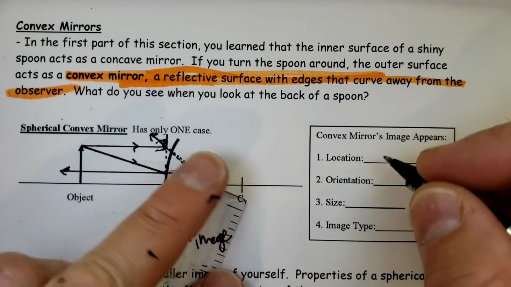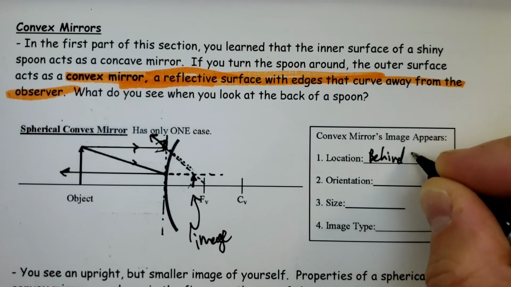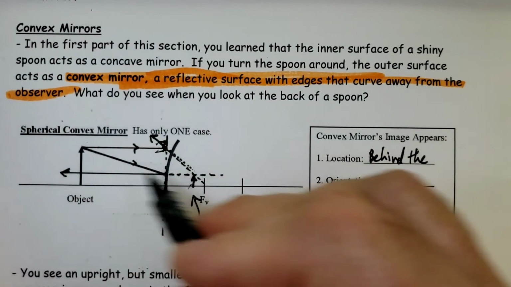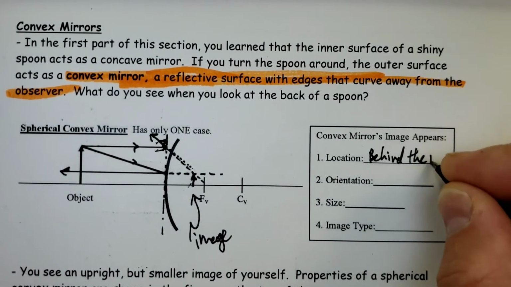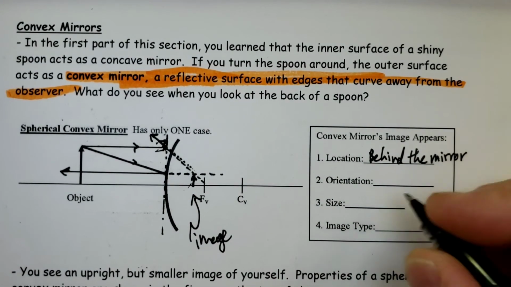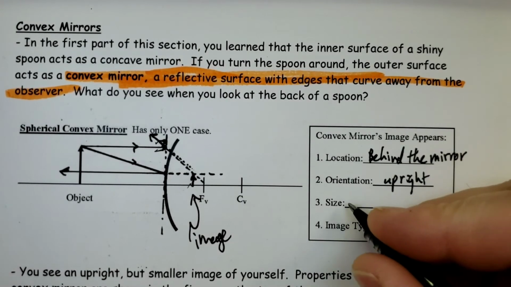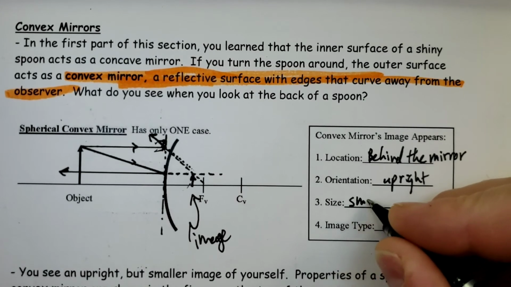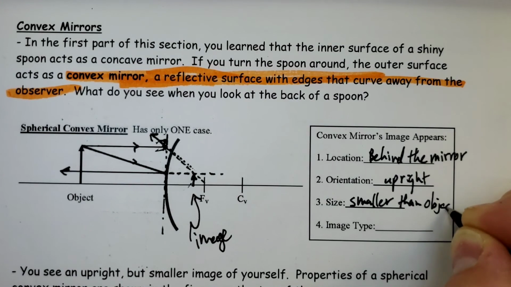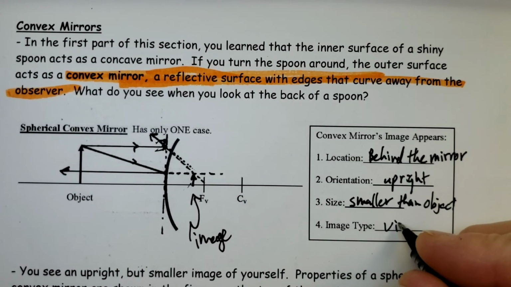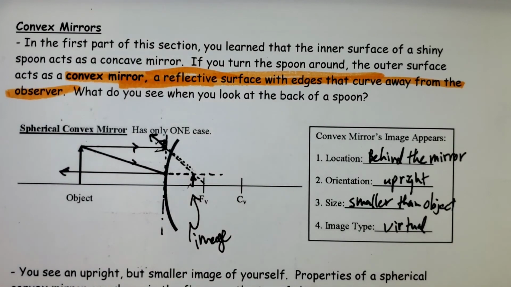Image. So of course location: behind the mirror. No matter where I put the object, because my F and C are on the opposite side, we just have the one case. So behind the mirror. Orientation: it's upright. Size: it's definitely smaller than the object. And image type: it is virtual. So you see an upright but smaller image of yourself.